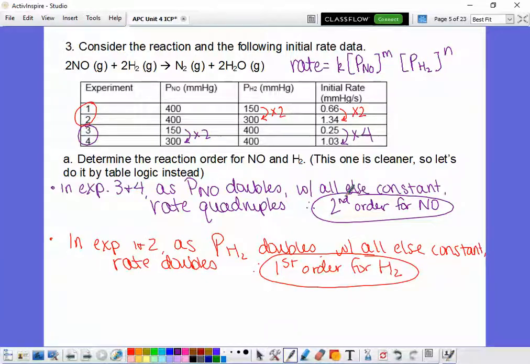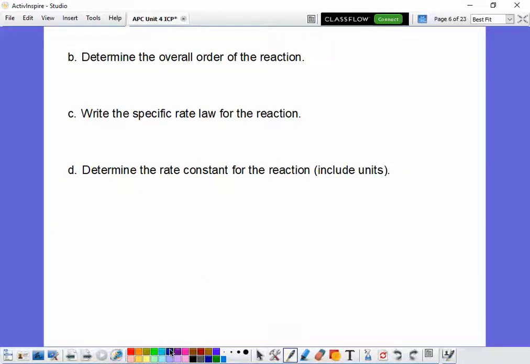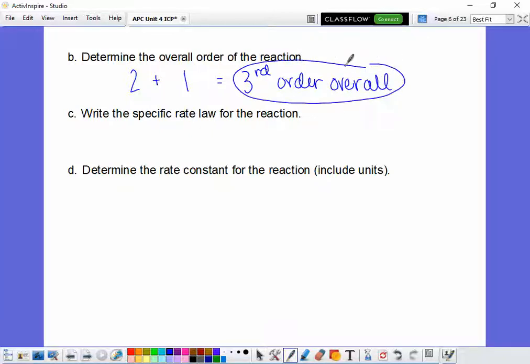All right, what order is it overall? 3, because we had 2 for NO and 1 for H2, so third order overall. And from that order, we can find the units on K for part D. Let's first write the specific rate law. In the specific rate law, you still put K. You don't actually solve for the rate constant yet. Even if you have this, would you still put K? Yeah, we can just still put K, unless it specifically asks for you to put the value of the rate constant in the formula.